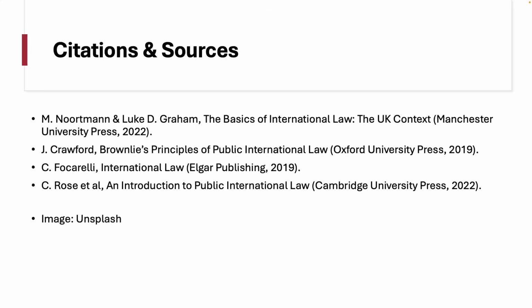Now, as I noted at the start of this lecture, the next lecture is going to concern the issue of fragmentation of international law before we start thinking about the sources of international law in more detail, and then move on to the more substantive details concerning statehood, state succession, the relationship between international and domestic law, jurisdiction, immunity, state responsibility, and dispute resolution.